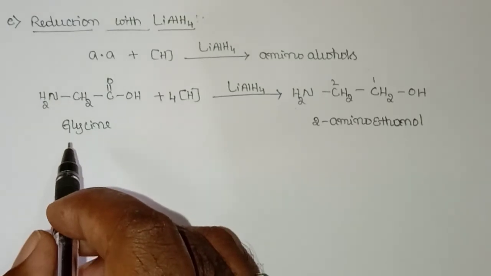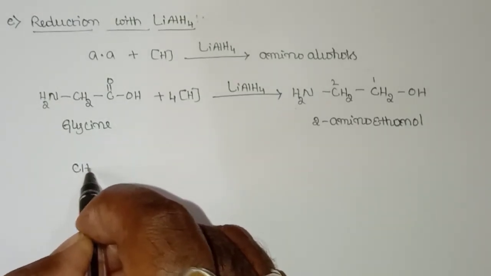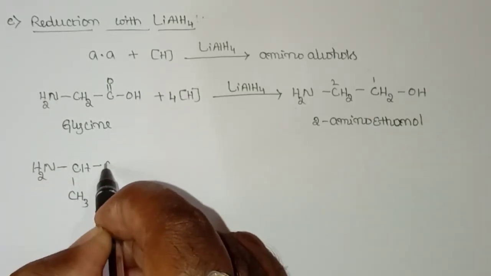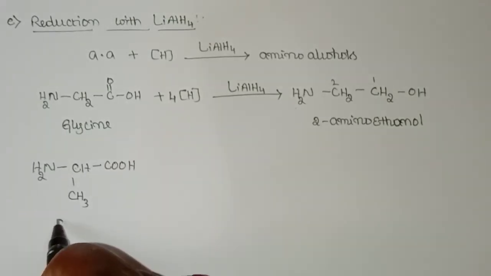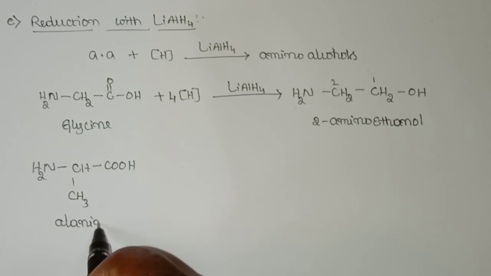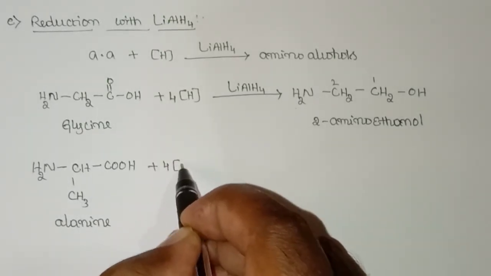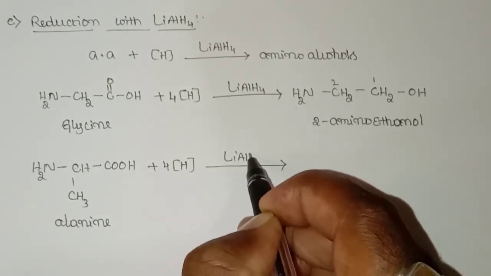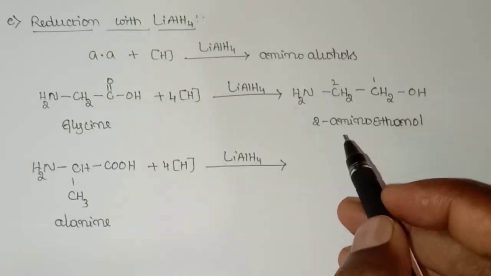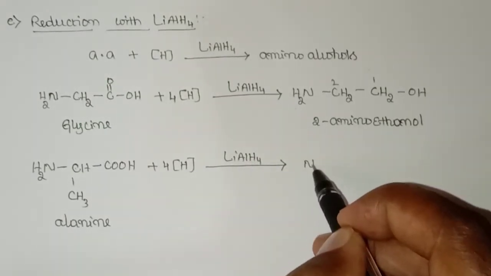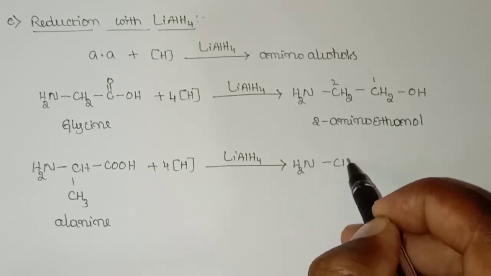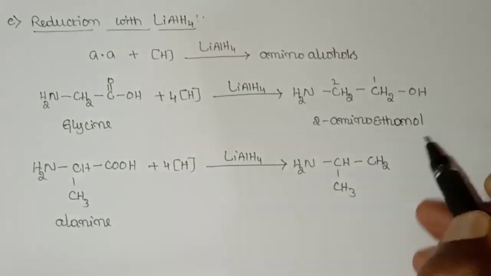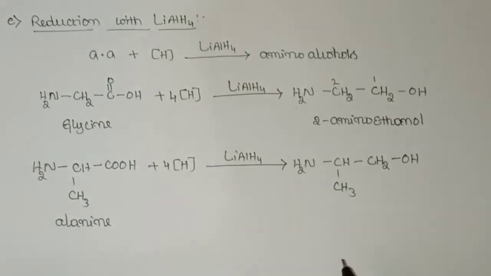We can take one more example. Let us go with alanine, CH, CH3, NH2, and here it will be COOH. We have taken alanine, and when it is subjected to reduction, as I have told you, 4 moles of nascent hydrogen will be utilized in the presence of lithium aluminum hydride. So 1 molecule of water will get eliminated, and the product produced is NH2, CH, CH3, and once again the carbonyl group changes into CH2 and the alcoholic group will remain.